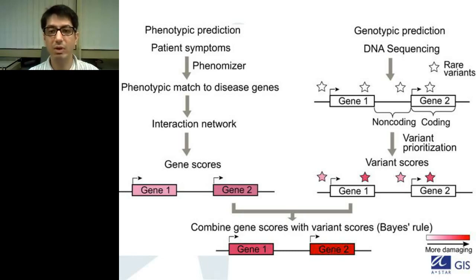In parallel, we look at the person's sequencing data and try to assign a probability of deleteriousness to each variant. We pool these probabilities within genes and assign scores to each gene. The next obvious step is to combine these two probabilities based on phenotype and genotype in a unifying framework and use a Bayesian approach.